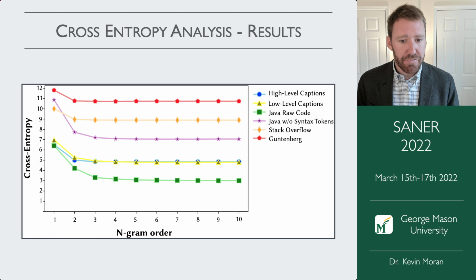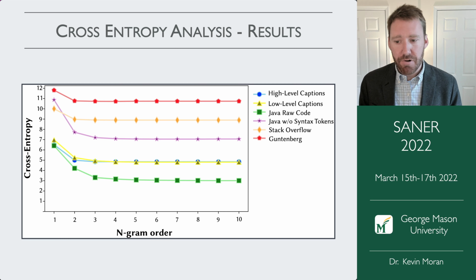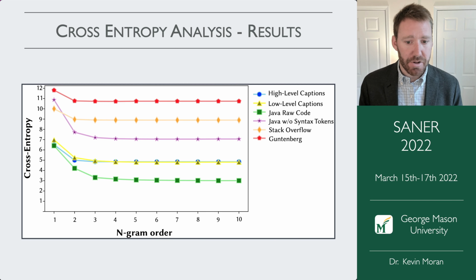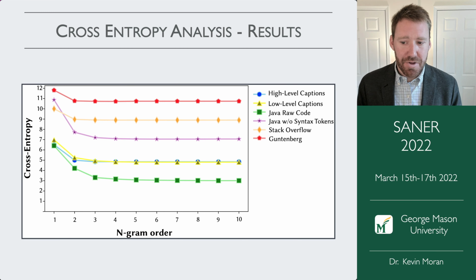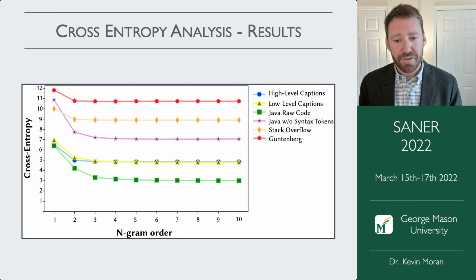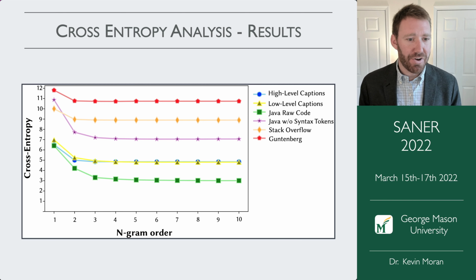What we found was very interesting. The blue and the yellow lines that you see are the cross-entropy of our captions from the Clarity dataset. Here, the lower the cross-entropy, the more repetitive or the stronger the patterns that exist within a given data set. You can see that our data set is far more repetitive than a traditional natural language data set like the Gutenberg corpus. While it's not quite as repetitive as the raw Java code corpus, we can see that there are definite salient patterns that we can hopefully use to predict reasonable amounts of information and functionality here.